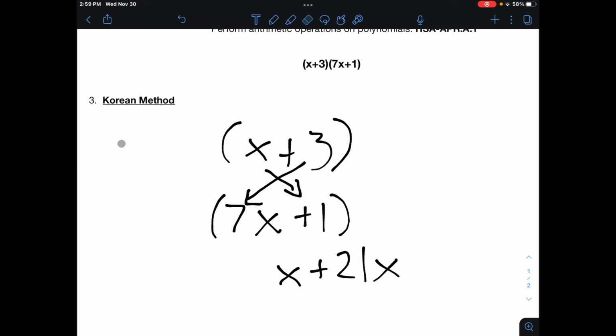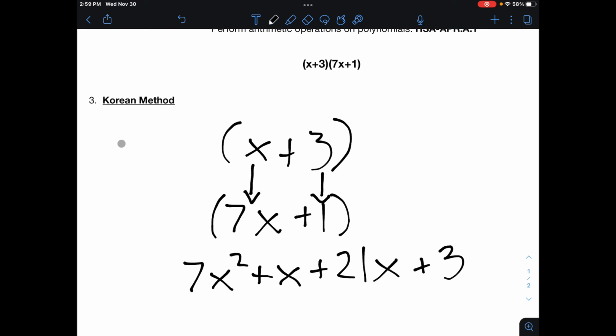And we are not done yet. So now that we've multiplied across, we're going to multiply straight through. So x times 7x will give us 7x squared, and 3 times 1 will give us 3.